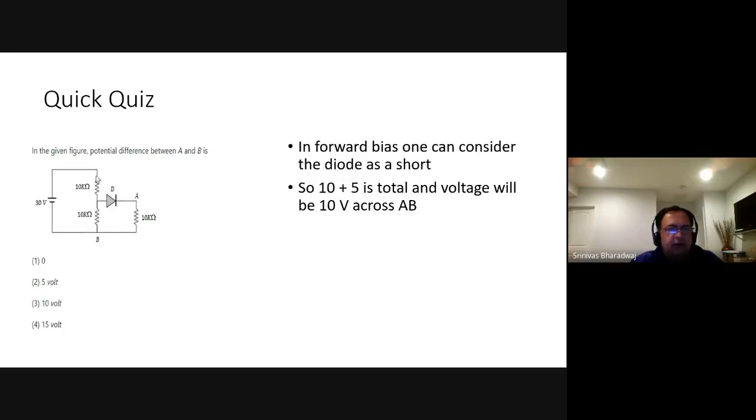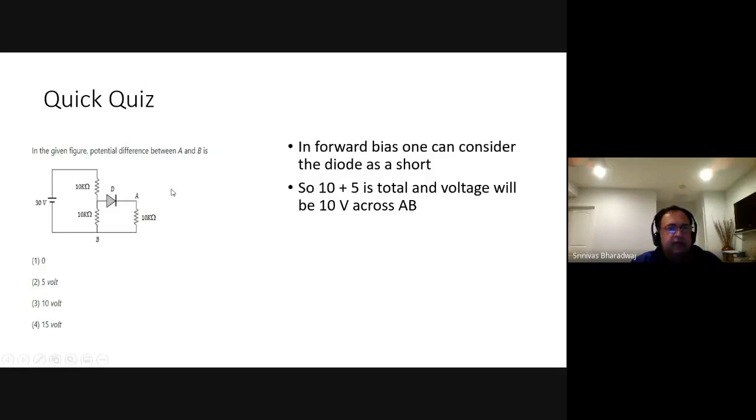So is this forward bias? Yes. Why is this forward bias? Because the positive is connected to the P side. This is the P and the straight line is the N, right? So the N is connected to the negative. Now this is going to behave just like a short. What will the potential difference between A and B be?